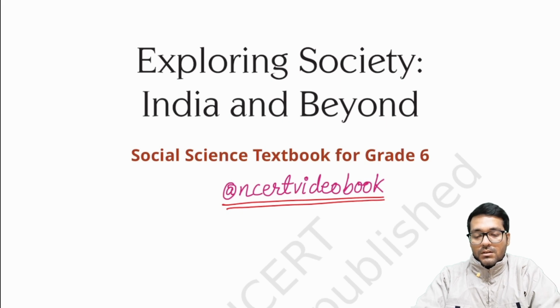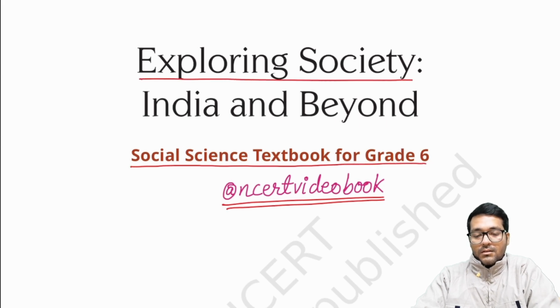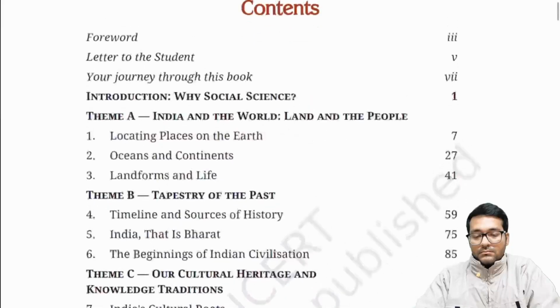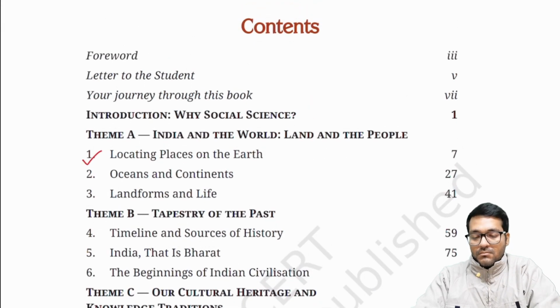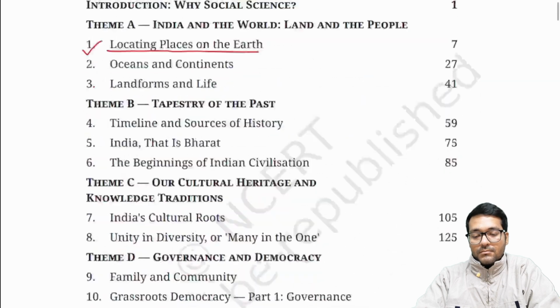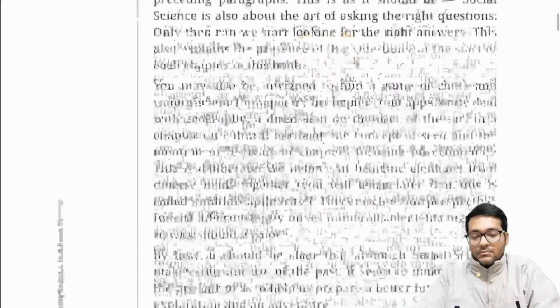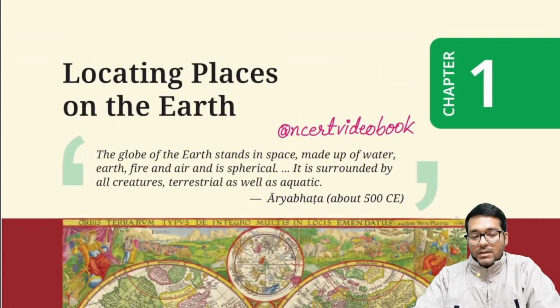Today we are going to start the Social Science textbook for grade 6, Exploring Society: India and Beyond. Today we will study Chapter 1, Locating Places on the Earth. Let's start Chapter 1, Locating Places on the Earth.